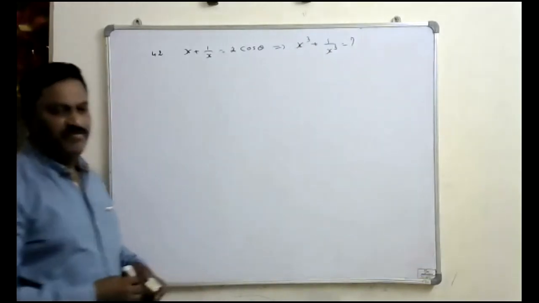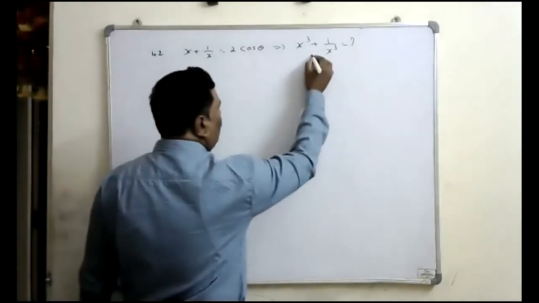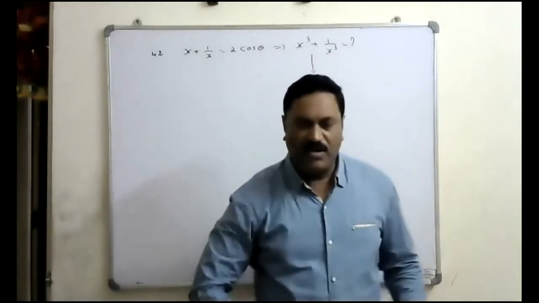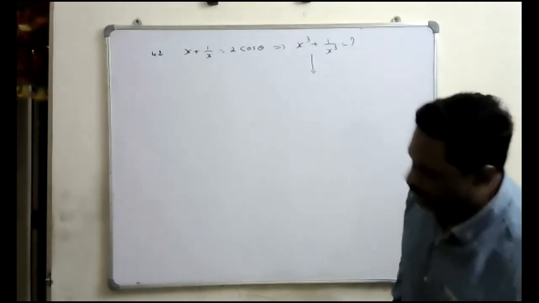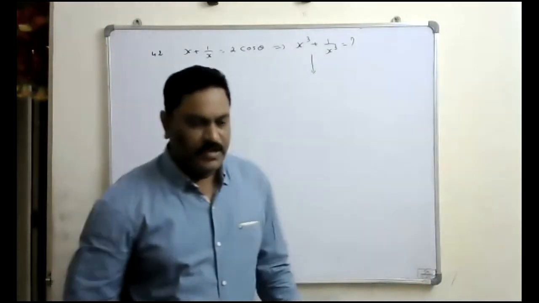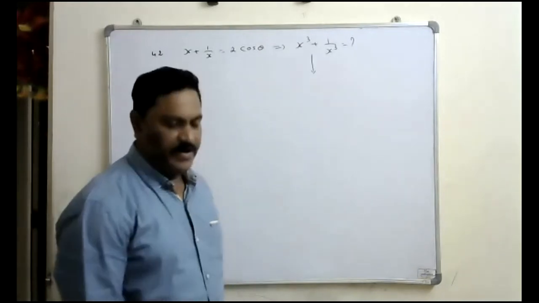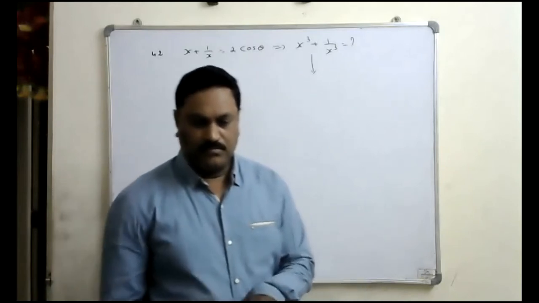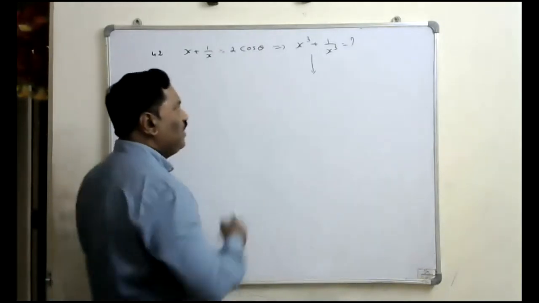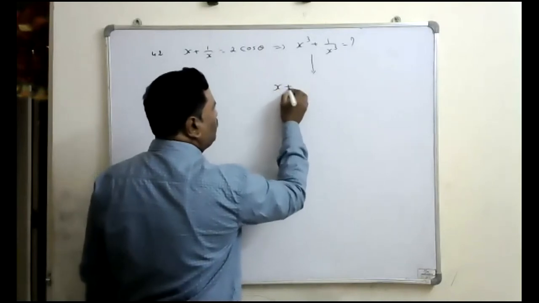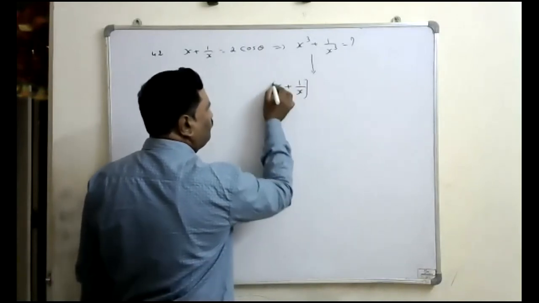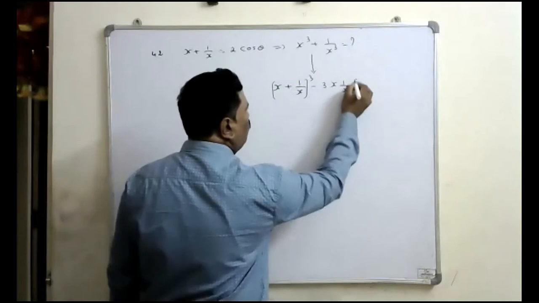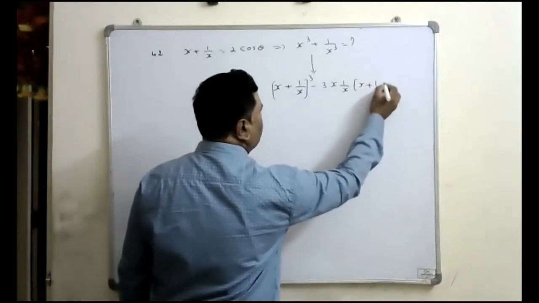If you want to find that, since it is in the form of a cube plus b cube, what is the formula for a cube plus b cube? Just now we have applied it. It is a plus b whole cube minus 3ab into bracket a plus b. Good. a plus b whole cube, where a means x and b means 1/x, minus 3ab, a means x, b means 1 by x, into a plus b, that is x plus 1 by x. So you write that formula.